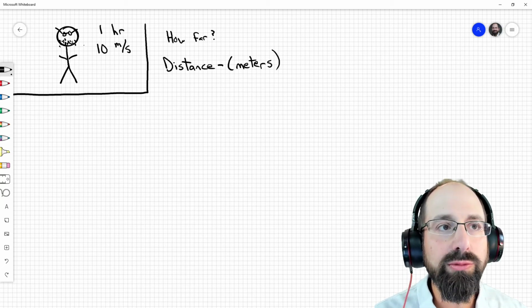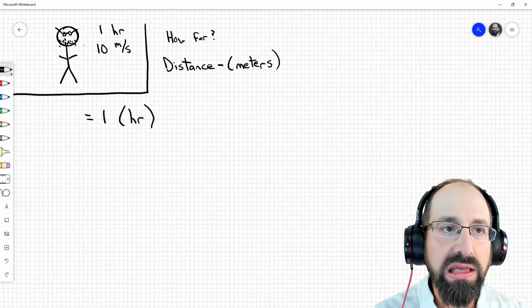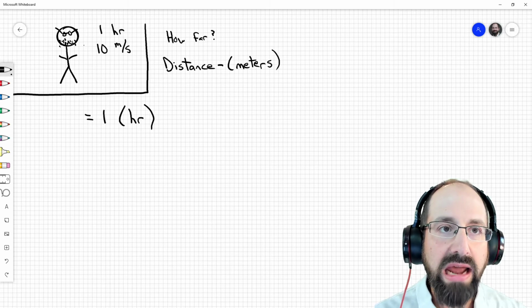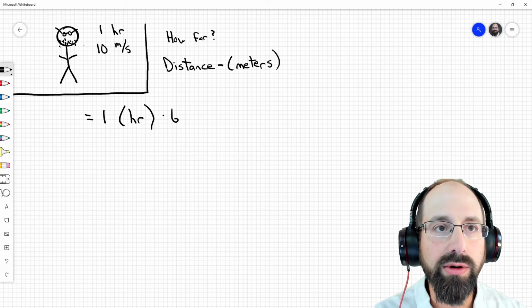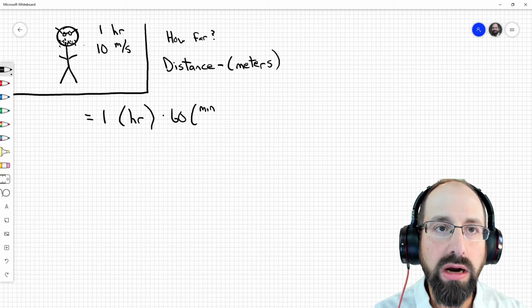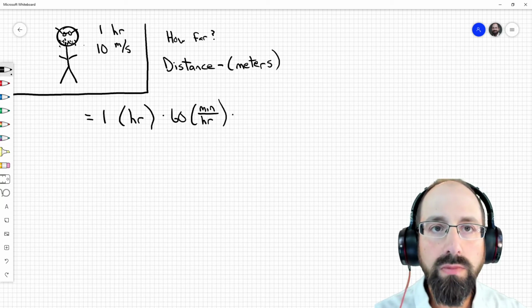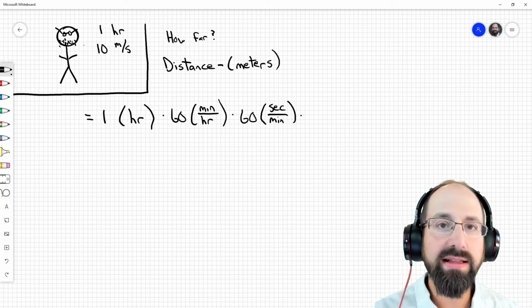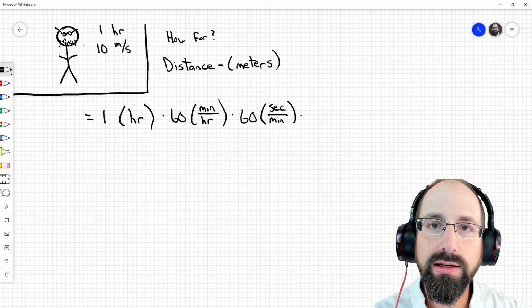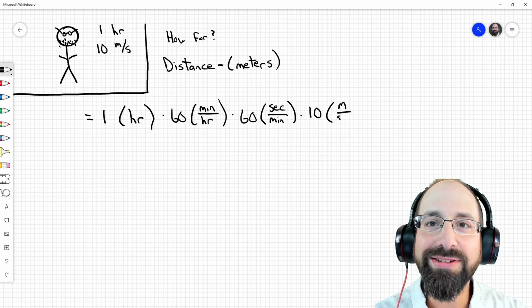The distance that would be traveled would be a function of running for 1 hour, and I'm deliberately keeping very clear track of the units that we're using. We would want to convert that to seconds so we can use our meters per second. So we know in an hour there are 60 minutes per hour, and that is a unit we can use here. And we know that in each minute there are 60 seconds. And then finally, me, the runner, running for 10 meters every second.